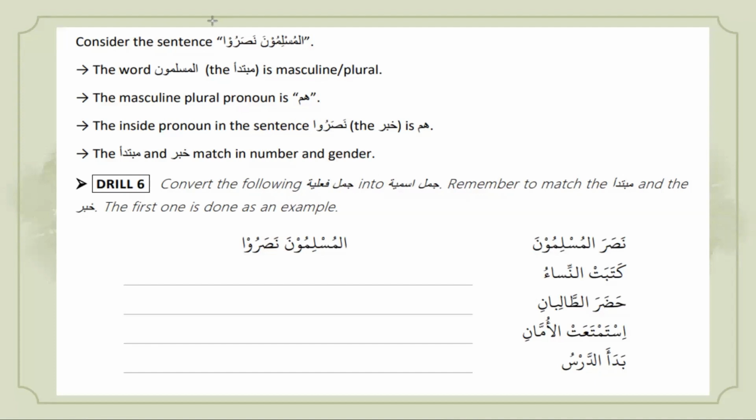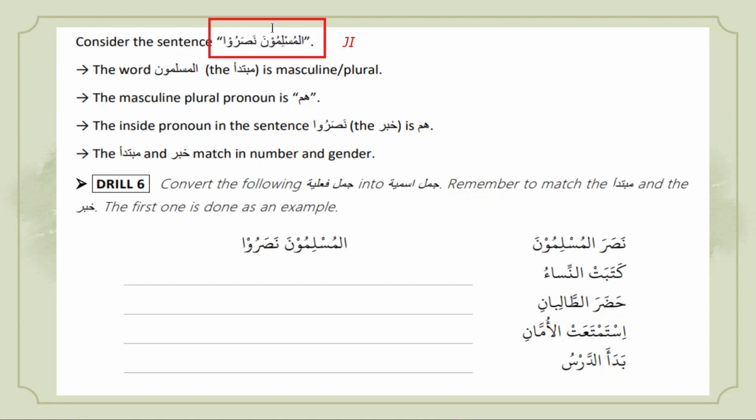Al Muslimuna nasaru. So what is the mubtada? Which type of jumla is it? First of all, which type of jumla is it? Al Muslimuna nasaru. This is jumla ismiya. Why? Because al Muslimuna is an ism. So a jumla starting with an ism is a jumla ismiya.